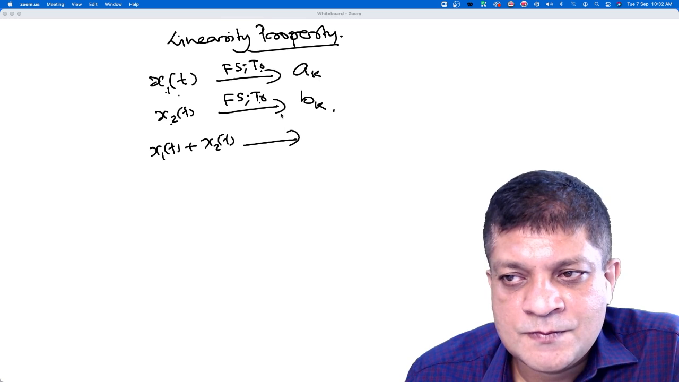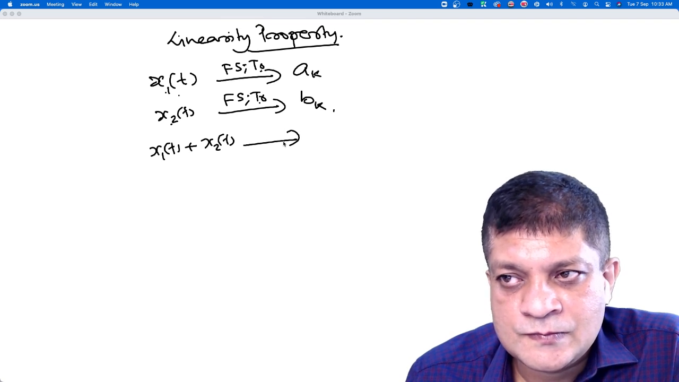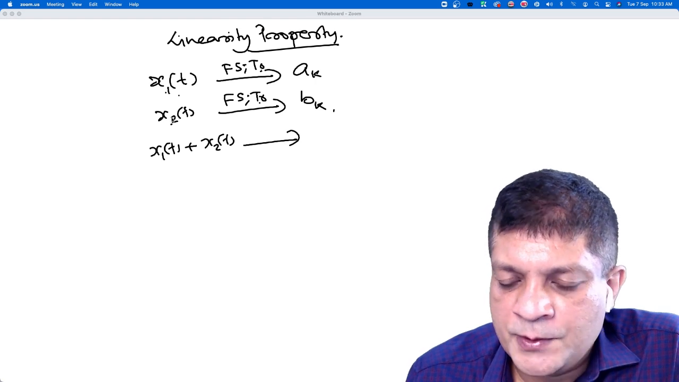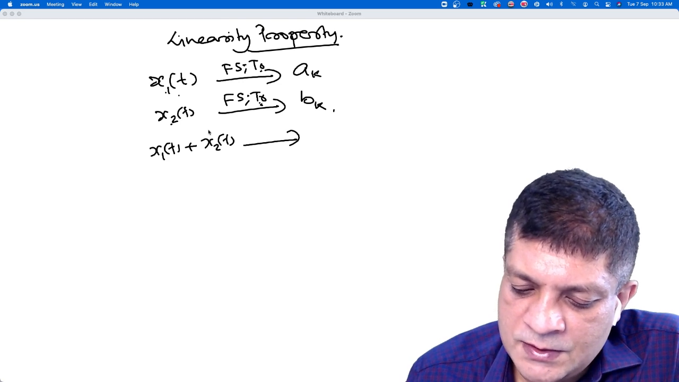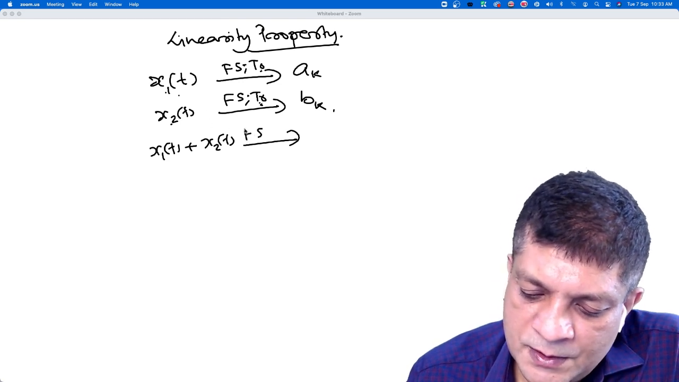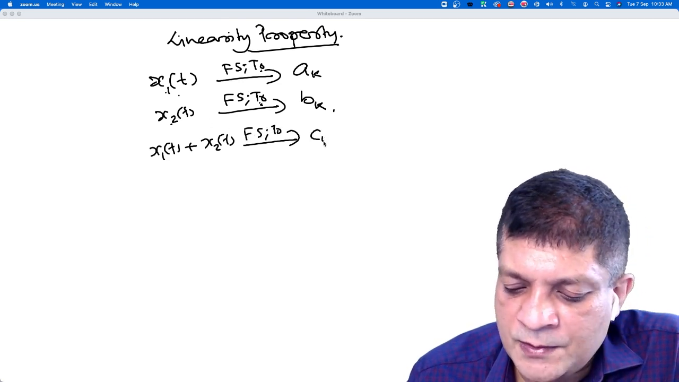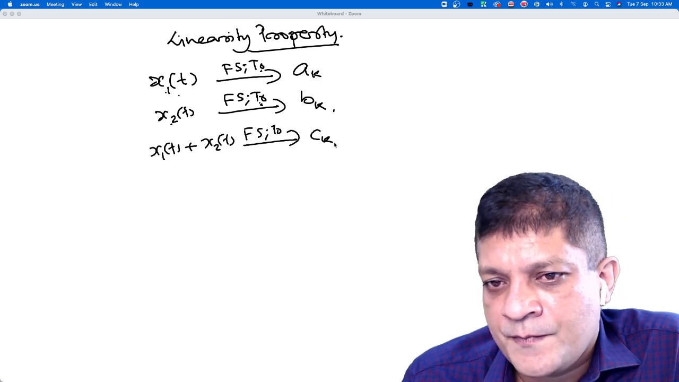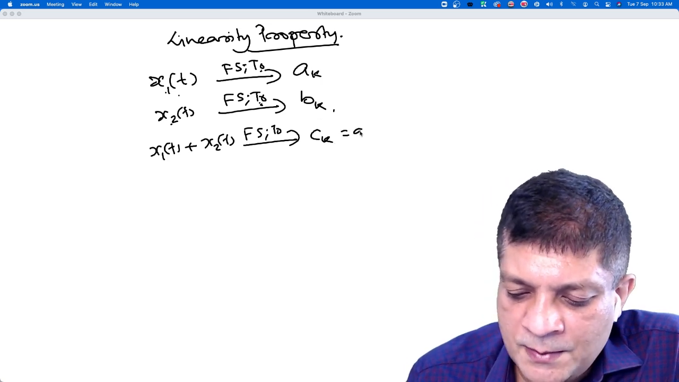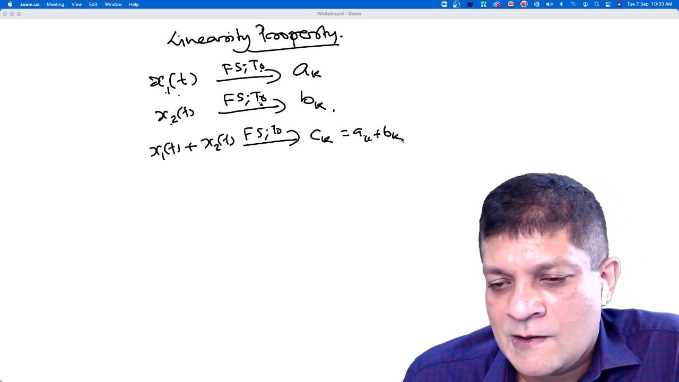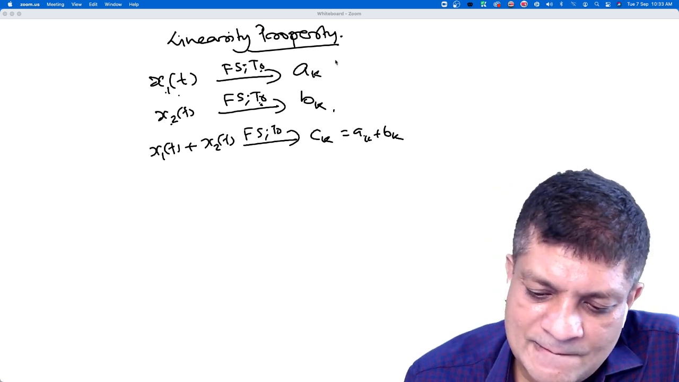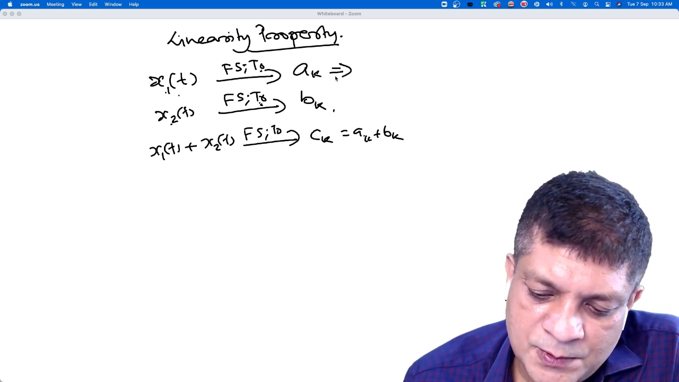Is it? Consider two periodic signals having period T naught, and if you add these two, that is also periodic with period T naught. So we can have a Fourier series representation. Now, how are they related? Is it a_k plus b_k? Yes. It is very easy to prove.